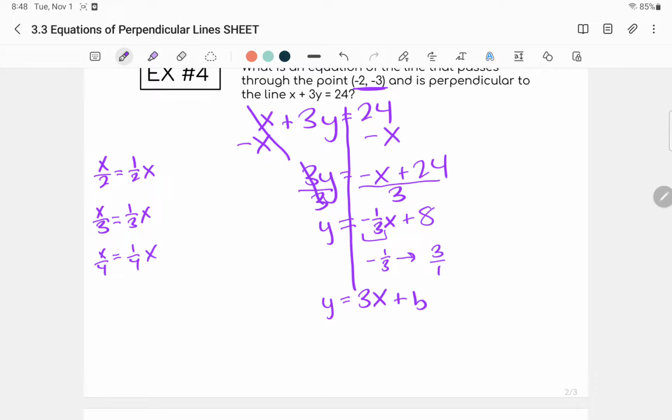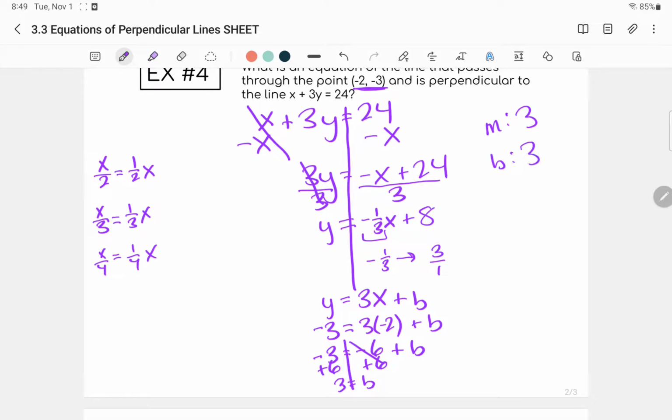So I'm going to put in negative 3 for y, negative 2 for x, and that allows me to solve for b. So negative 3 is equal to 3 times negative 2 is negative 6 plus b. Add 6 to both sides. Negative 3 plus 6 is just positive 3. So b is 3. So slope was positive 3. Y-intercept was positive 3. So my equation is y equals 3x plus b.